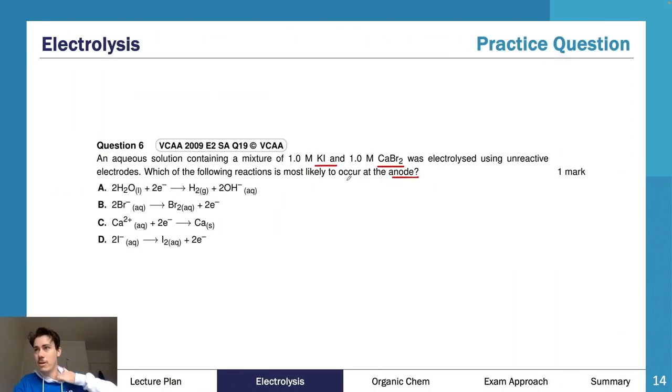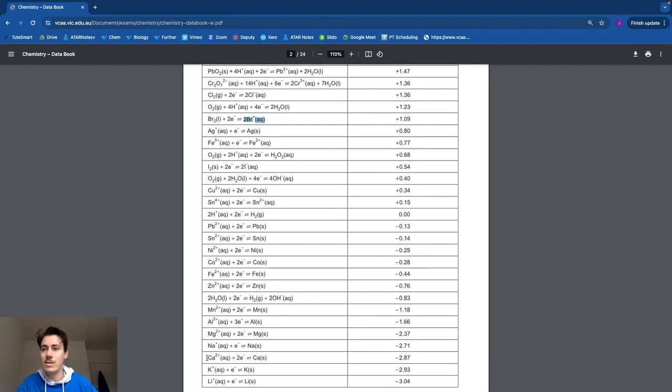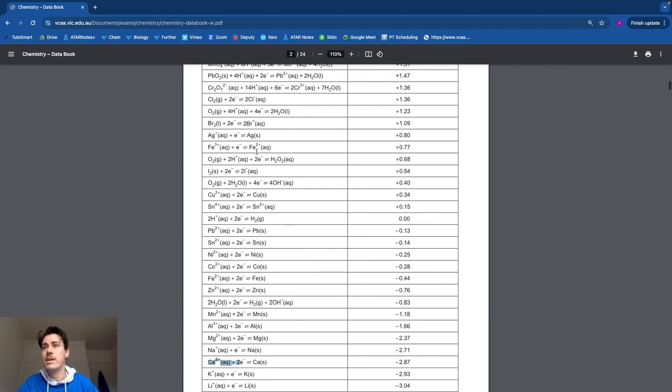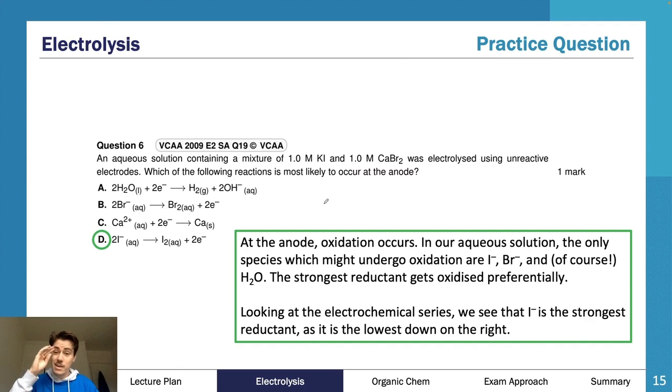And then what else have I got? I've got Ca2+ and I've got Br minus. Br minus can also go through it. And I can also have Ca2+, which I believe will be on the left side. Oh, it's on the left side. So these two cannot go through oxidation. These two can. So this and this. Which of these is the strongest reductant? It's this one here. This is the strongest reductant, therefore it's going to go through oxidation. Therefore my answer here is going to be D. As you can see there, the answer is up on the screen. The answer here is D. So really important that that's how you approach these questions.